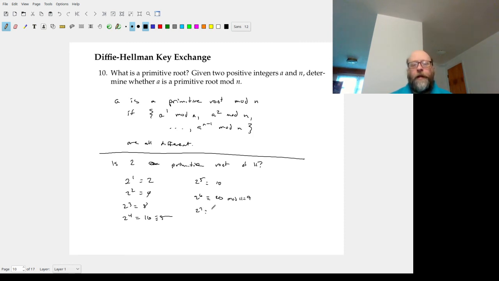7th would be 18, which mod 11 would be 7. Still don't have any repeats yet. 2 to the 8th would be 7 times 2, which is 14. 2 to the 9th would be 28. And mod 11, that's 6. And then 2 to the 10th would be 12. And it turns out that all of these values were different. And therefore, the answer to this question is yes, it is.